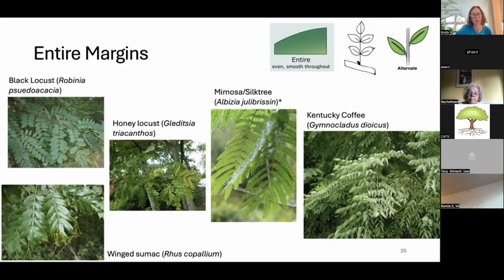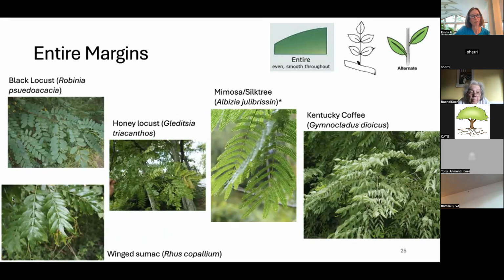And then the last one over here is Kentucky coffee. And this Kentucky coffee leaf can be about 3 to 4 feet in size. And it is bipinnately compound. So this line right here is the first divide. And then these coming off are the second divide. And every one of those little leaflets is going to be entire and smooth on the edges. And those, the black locust, the honey locust, the mimosa, and the Kentucky coffee, are all in the pea family.